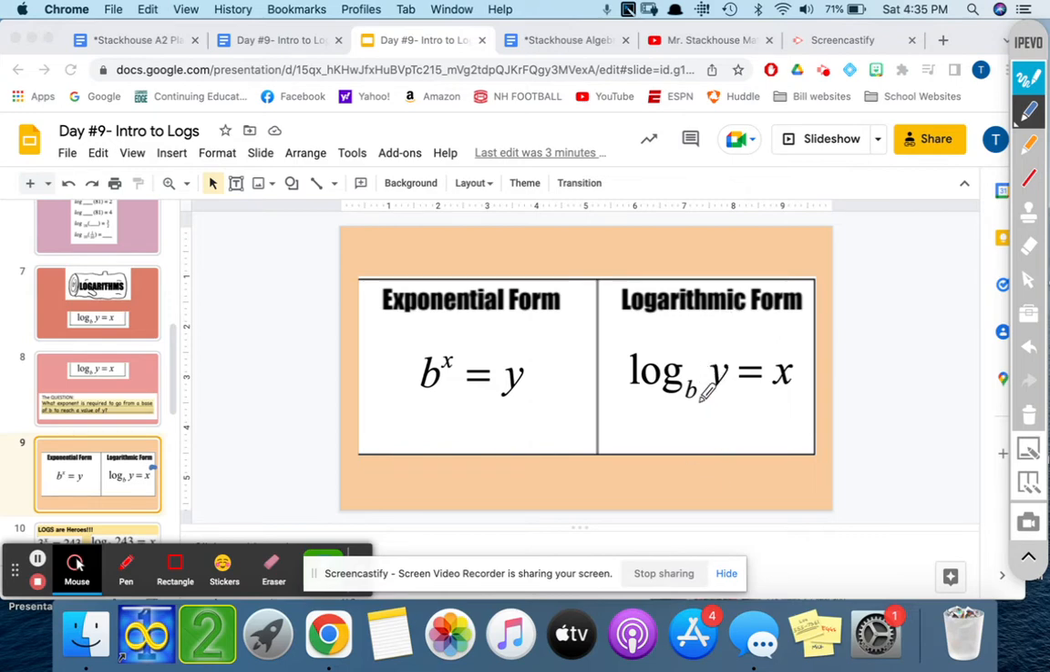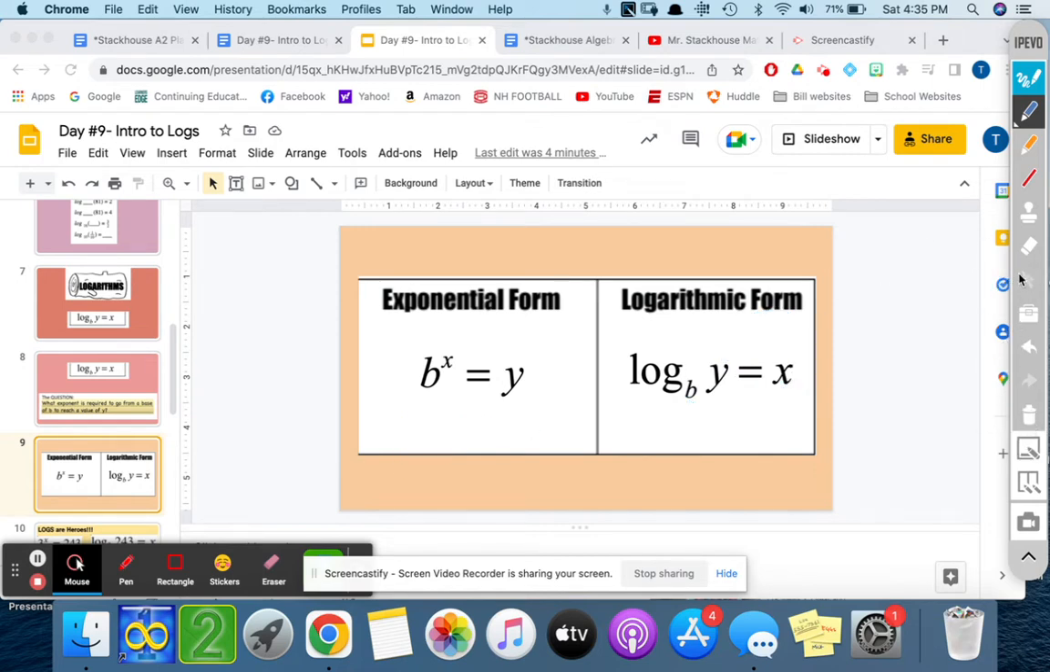Now how do we convert? The easiest way that I can show you this is we start at the base and we make a circle and point to the y. So ready? The base to the x is equal to y. B to the x equals y. And so if I was given this form, I put the base b in the bottom, y is equal to x. Going from log form to exponent form, I think, is a little bit easier, just because it's not as visually complicated.